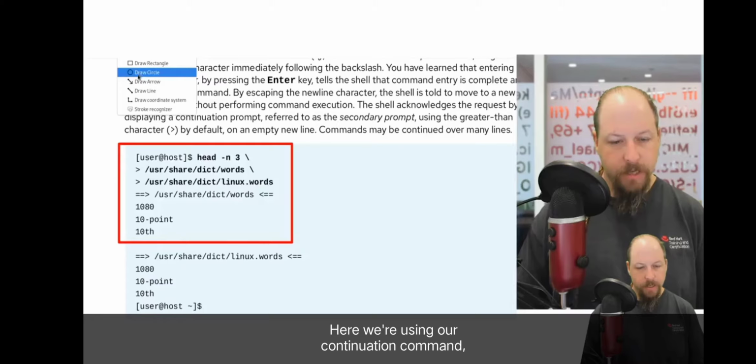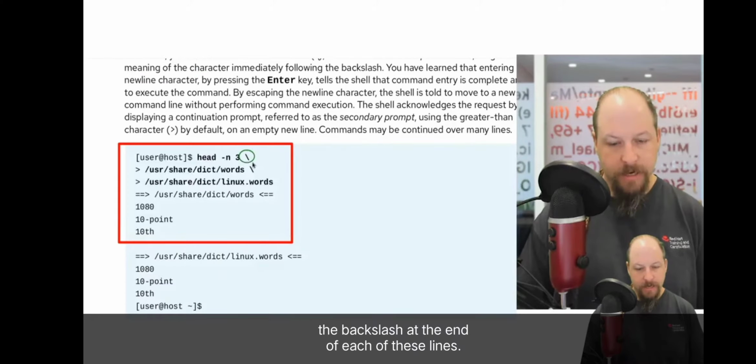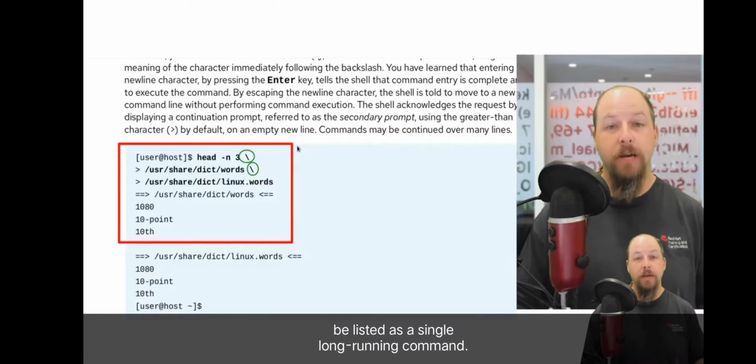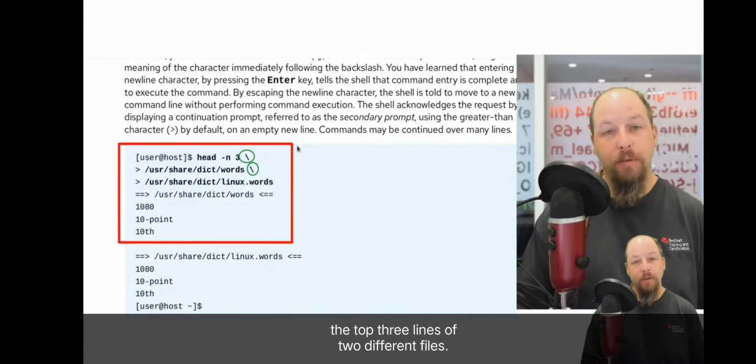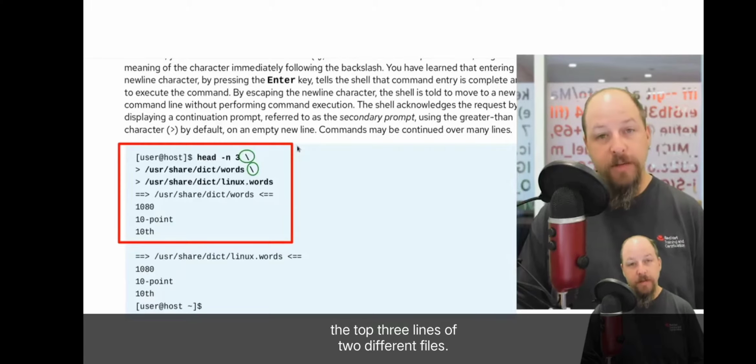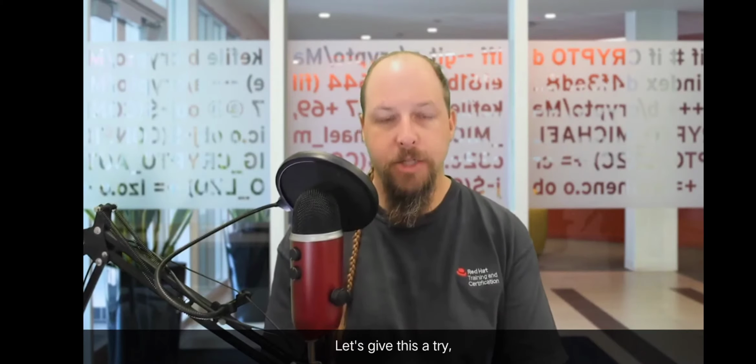Here we're using our continuation character, the \ at the end of each of these lines. This tells the terminal that these lines should be treated as a single long-running command. In this case, we're using the head command and asking for the top 3 lines of 2 different files. Let's give this a try.